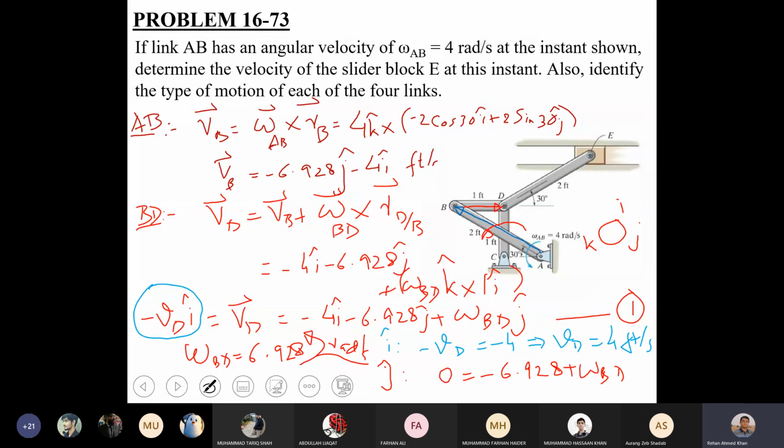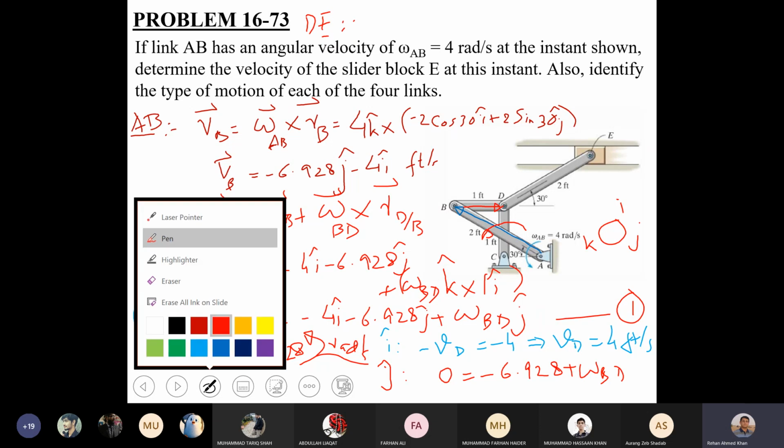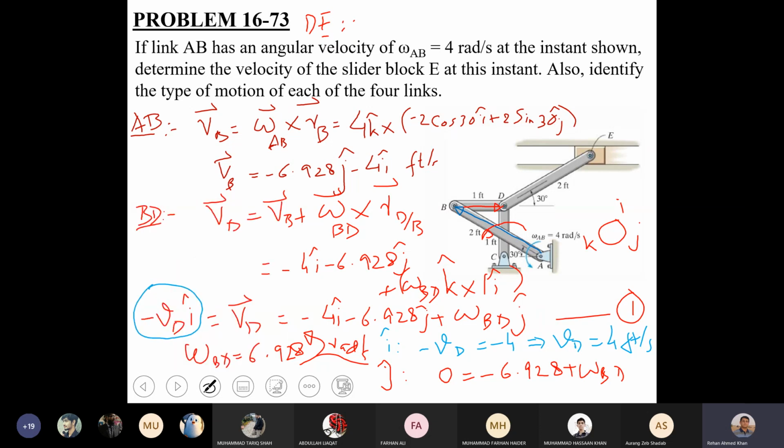Okay, now, you have determined the velocity of D, you have determined the angular velocity of BD. Now, what should be our next step? Velocity of E. Basically, we need to find out velocity of E. So, for finding the velocity of E, since link DE is in general plane motion, we are going to apply the relative velocity equation on link DE. So, main top pe likh raha hu kyunki jagah thodi si kam hai. So, for link DE, we are going to apply the general plane motion equation, relative velocity equation.